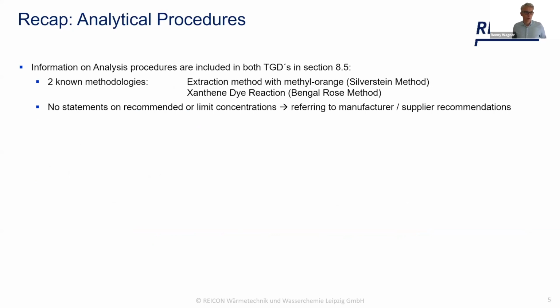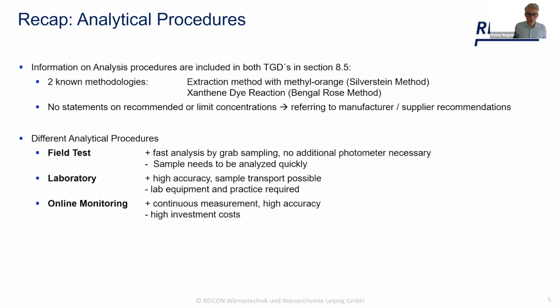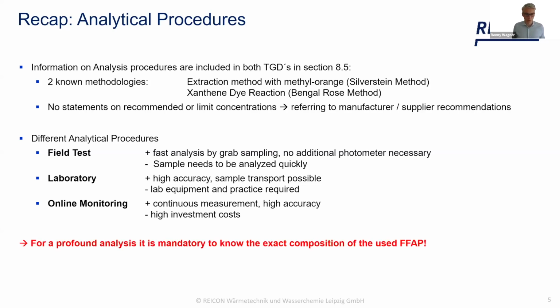Another topic we addressed last year were the analytic procedures. There are also two mentioned in the IAPWS TGDs, which are the Silverstein method and the Bengel-Rose method. Here there are different products and procedures available, for example, for field tests, where I can do a quick sampling directly on site. And there are laboratory procedures available that have a very high accuracy. And also there is an online monitoring system available for most of the film-forming amines, which can be used especially for continuous dosing in power stations or high-pressure systems.